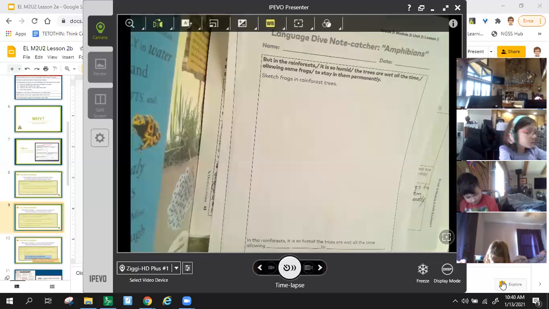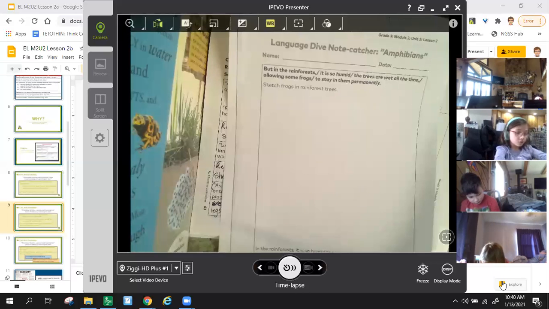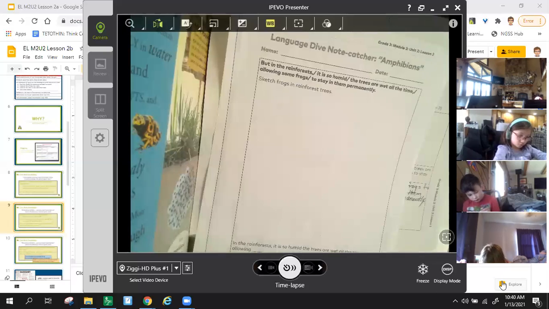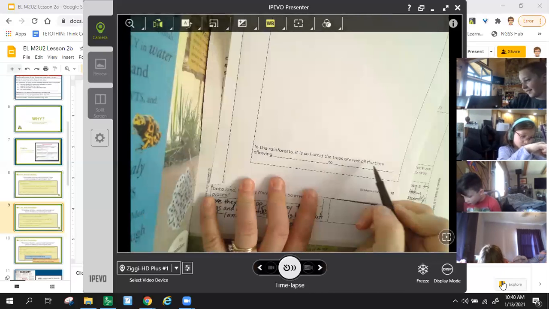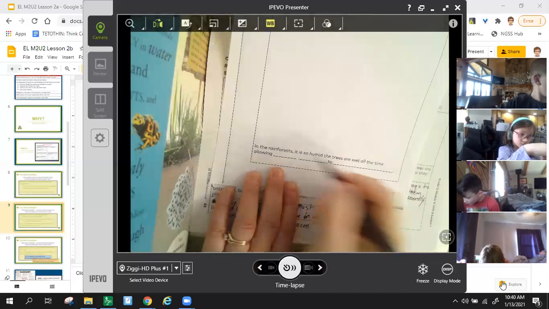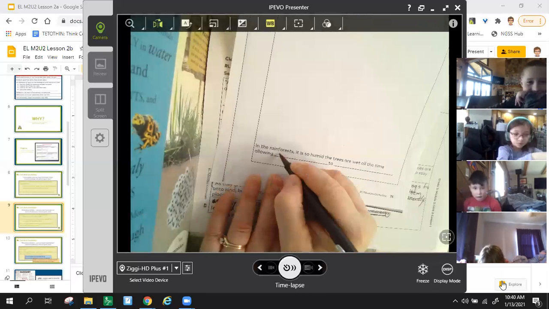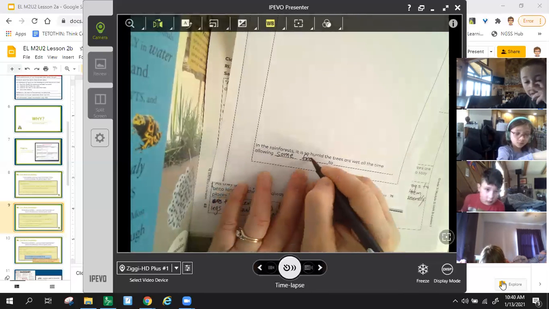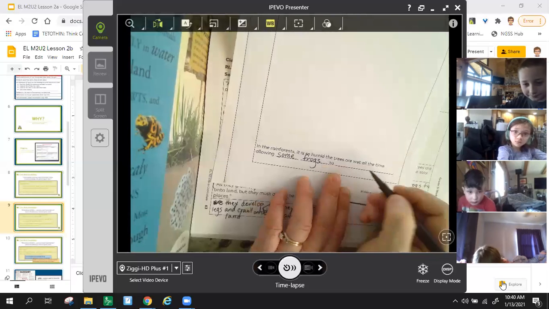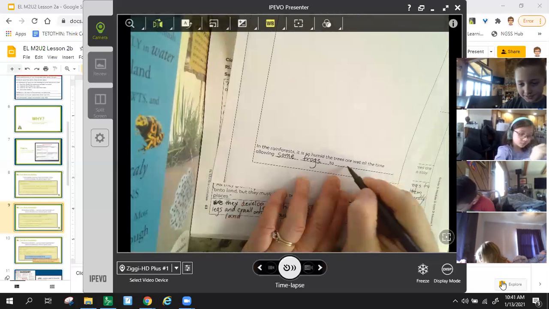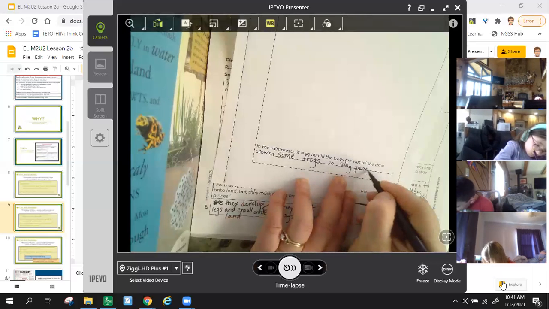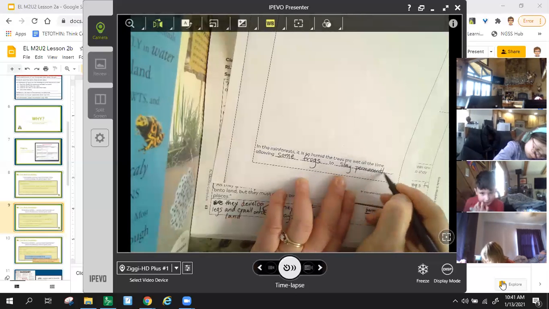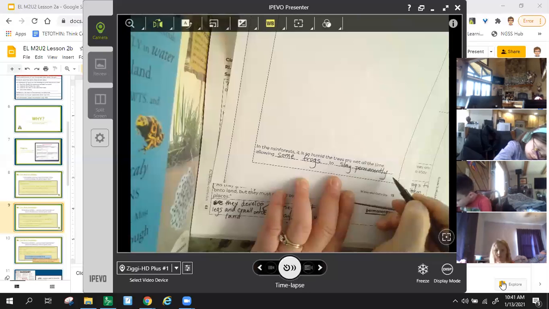Okay, very nice, my friends. I'm hopefully going to have you wrap that up. Down at the bottom of the sentence, it does say, in the rainforest, it is so humid the trees are wet all the time, allowing some frogs, that's what goes in those last words down there, some frogs to stay permanently. 4 levels now. That's what goes at the bottom.